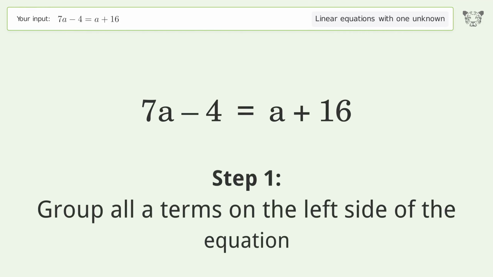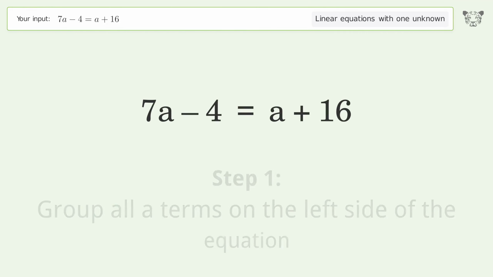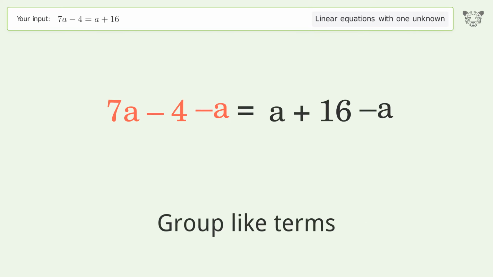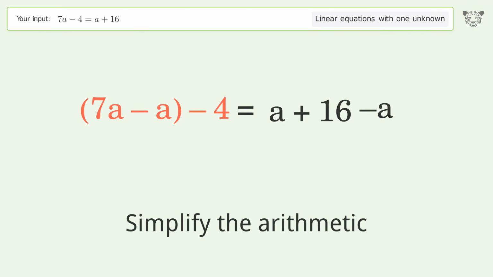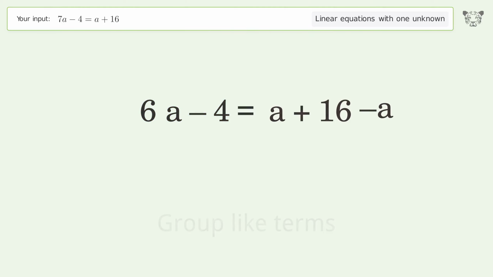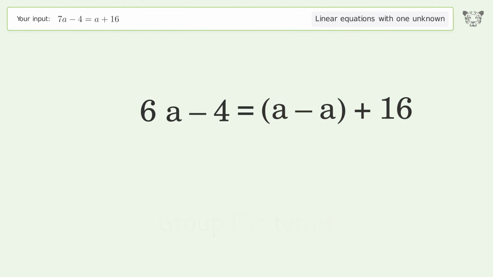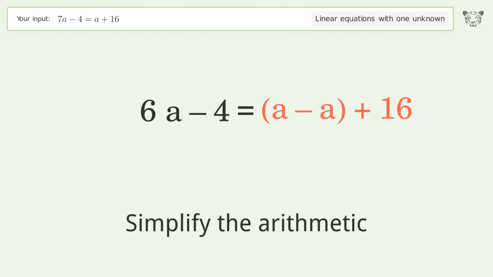Group all a terms on the left side of the equation. Subtract a from both sides. Group like terms. Simplify the arithmetic. Group like terms. Simplify the arithmetic.